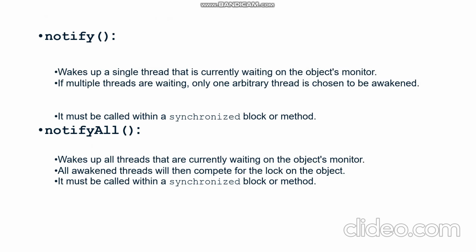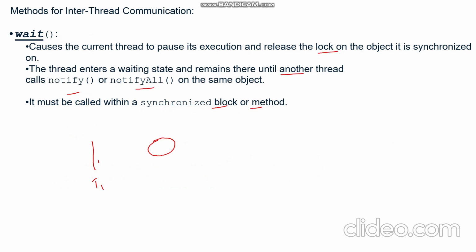The notify method wakes up a single thread that is currently waiting on the object's monitor. To invoke the thread, we use the notify method. If multiple threads are waiting, only one appropriate thread is chosen to be awakened. Whenever more than one thread is waiting, by using notify we can invoke only a single thread. It must be called within a synchronized block or method. The wait is also the same procedure: it must be called within a synchronized block or method only.